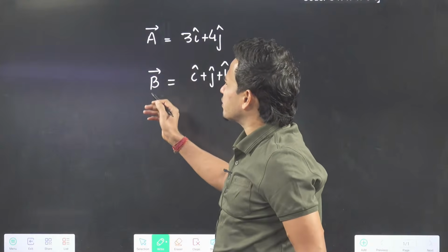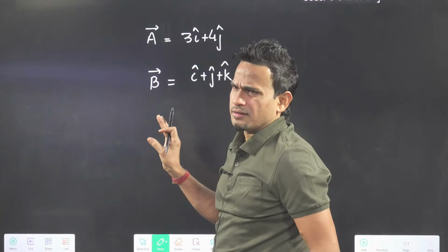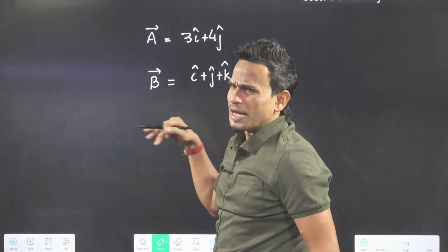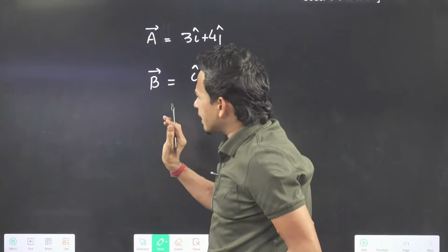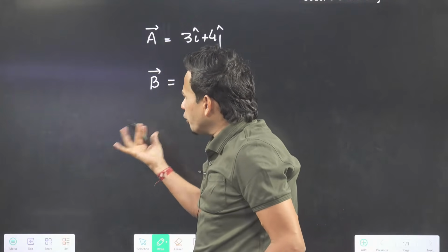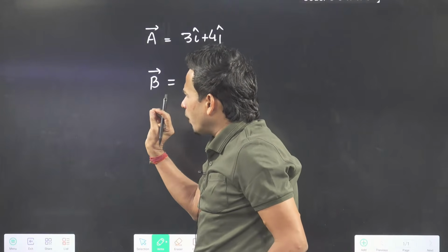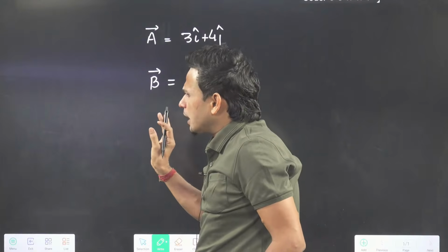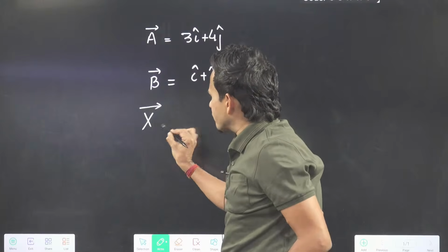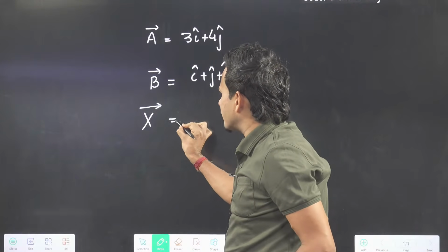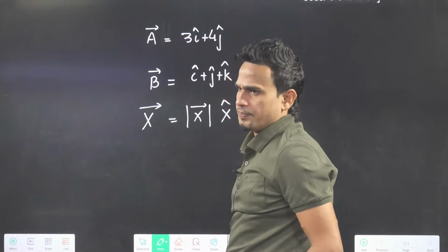Let's assume the vectors which you have given to be A bar and B bar. And you are asking me to find another vector. They are asking us to find a vector whose magnitude is double of this vector and direction is same as this vector. We don't know that vector. When we don't know anything, we assume it to be x. So let's assume that vector to be x bar. This unknown vector x bar will have two things: magnitude and direction.